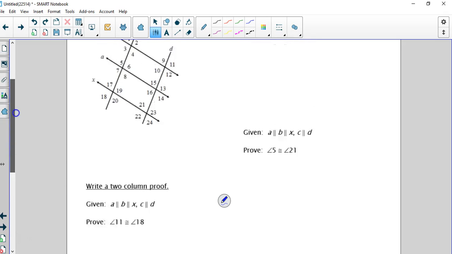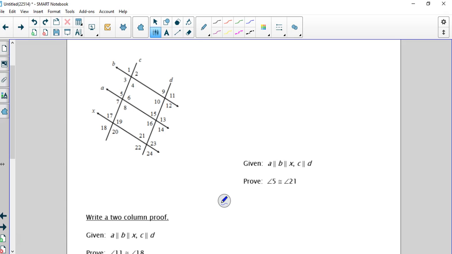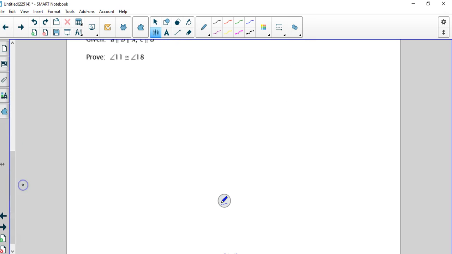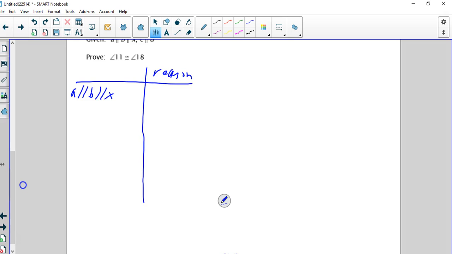And we're going to prove that 11 and 18 are equal. This one right here, and this one all the way down there. So let's go. For the reason, we're going to write down A is parallel to B is parallel to X, and C is parallel to D. And those are both given.